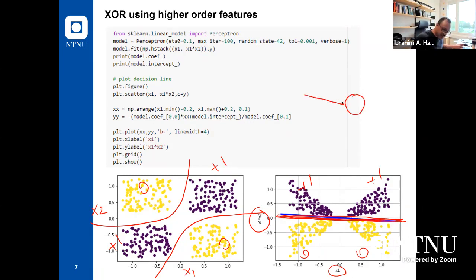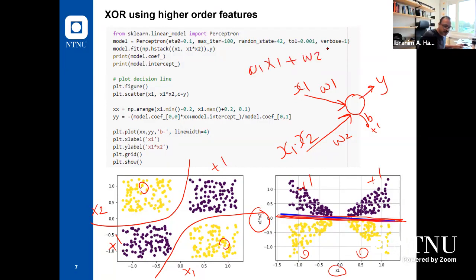We will have two inputs. The first input will be x1. The second input will be the interaction x1 times x2. This one will be connected by omega1, omega2. We have here a bias value, and this is y. So the decision boundary will be very simple. It will be omega1 x1 plus omega2 x1 x2 plus b equals 0.